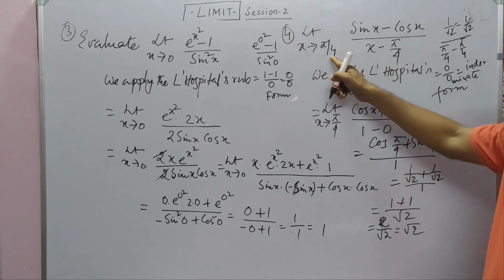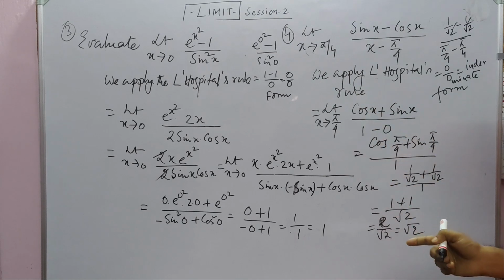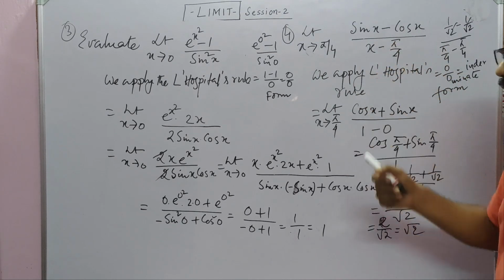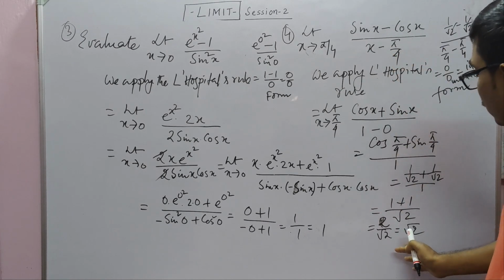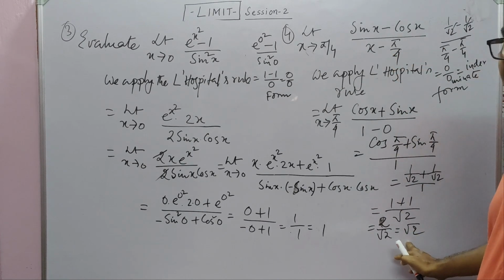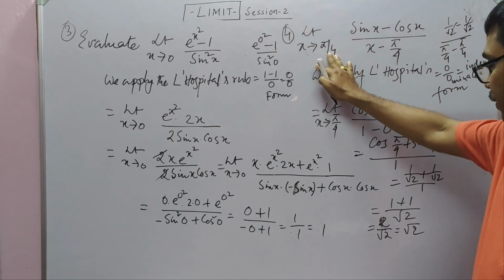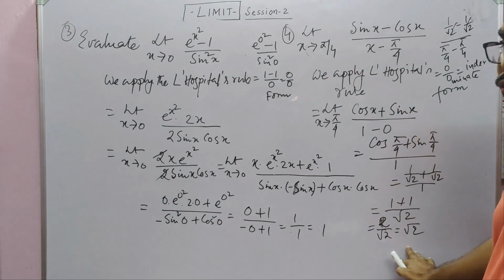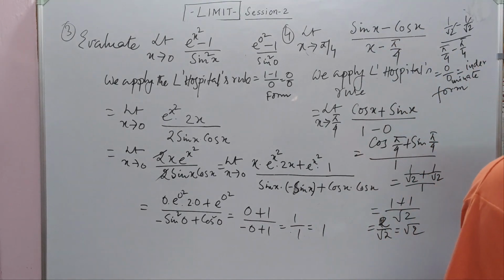So we apply this in the sum: limit x tends to pi by 4 of sin x minus cos x by x minus pi by 4, and we found the result is root 2. So the limit equals root 2. We applied L'Hopital's rule.